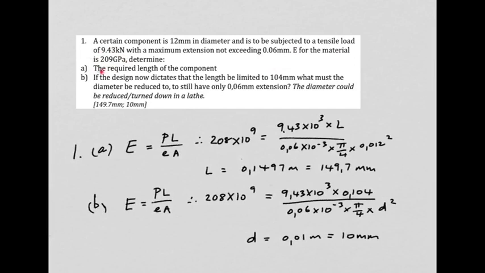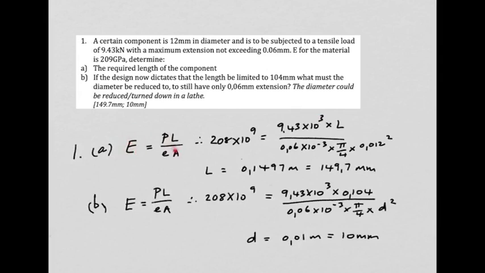Okay, first thing we've got to find is how long the component must be. Now remember, if the component were longer, it would stretch more. Like a piece of elastic band, a long piece of elastic band will extend more than a short piece of elastic band under the same conditions. And in the same way, our piece of steel had better be 149.7 millimeters long so as to extend only 0.06 millimeters, given that it is 12 millimeter diameter and the load is that much. And of course the formula we use is E equals PL over EA, which after all came from E being stress over strain.